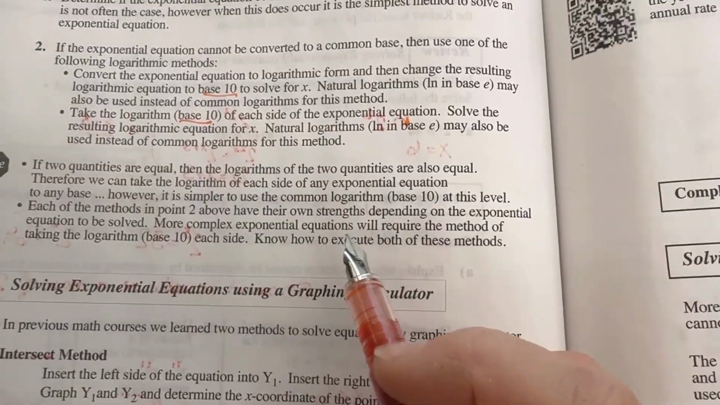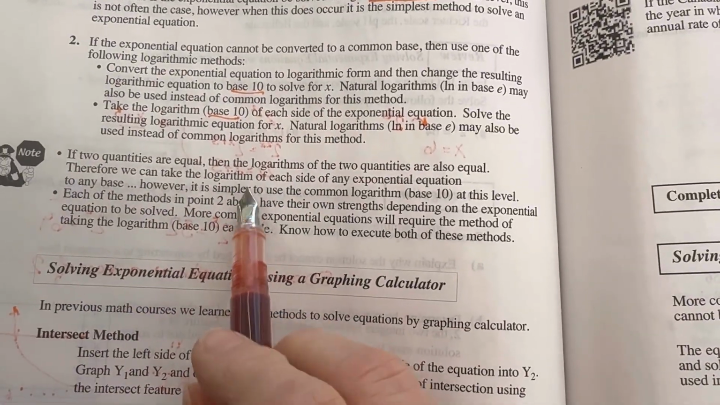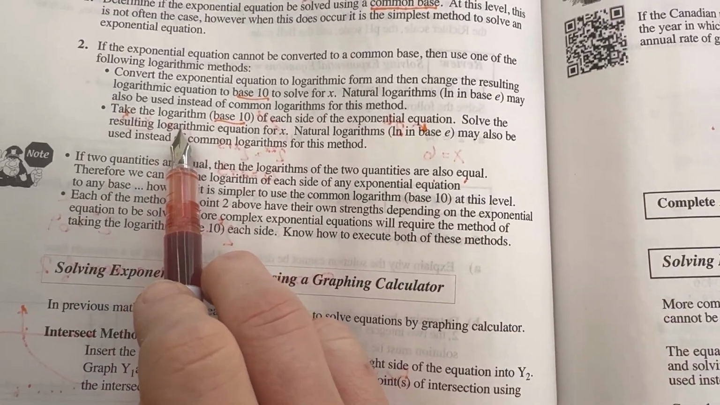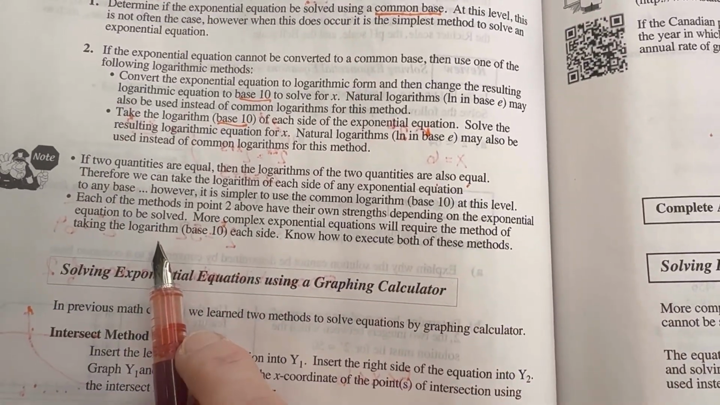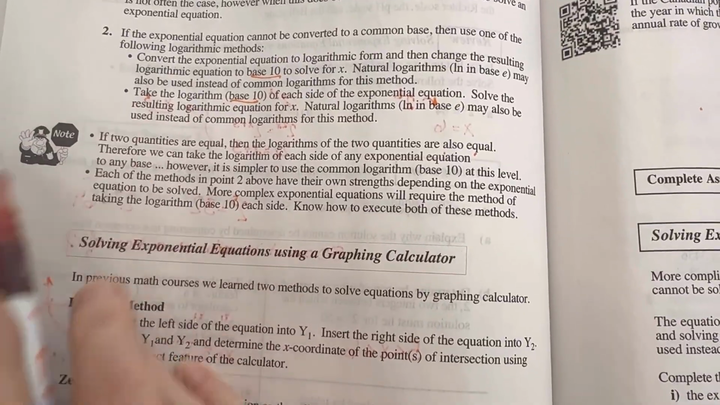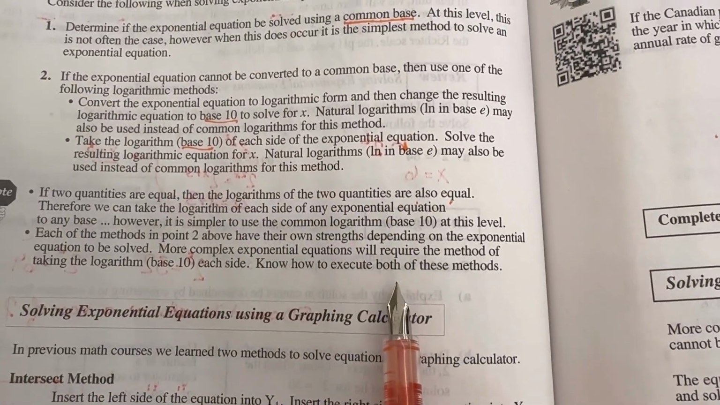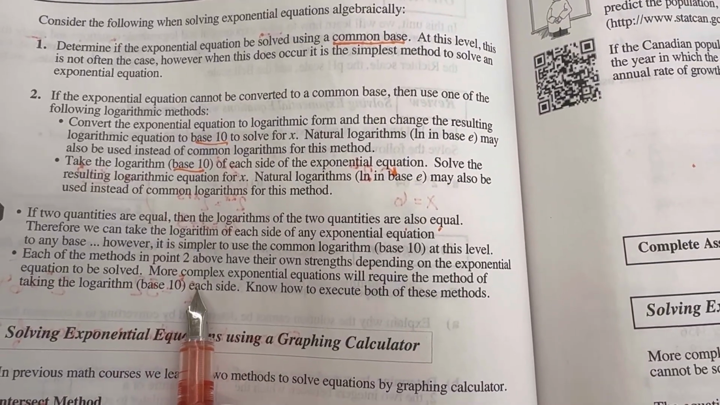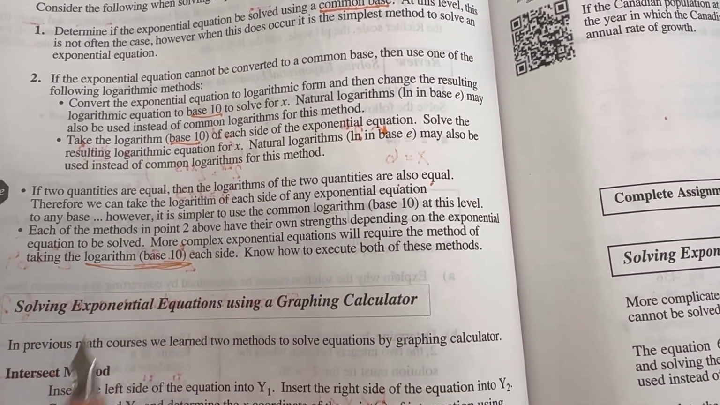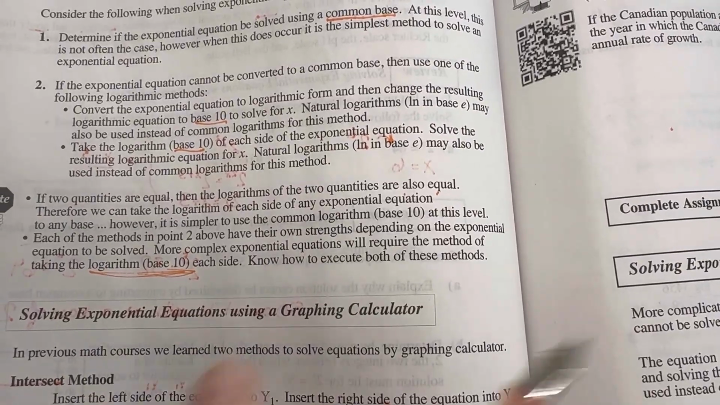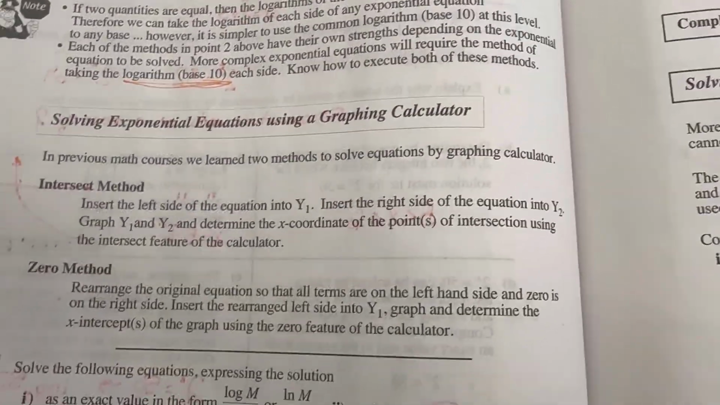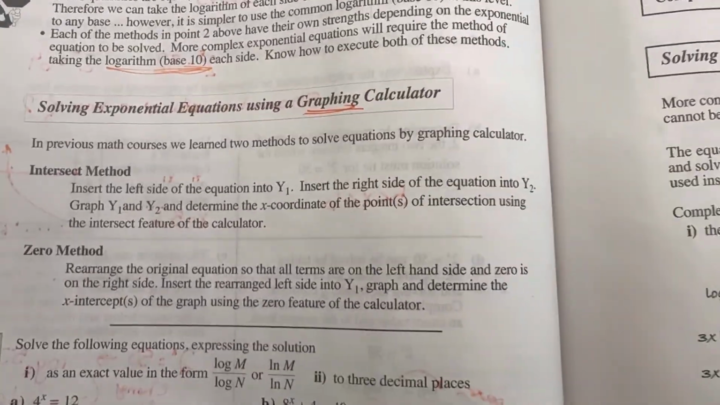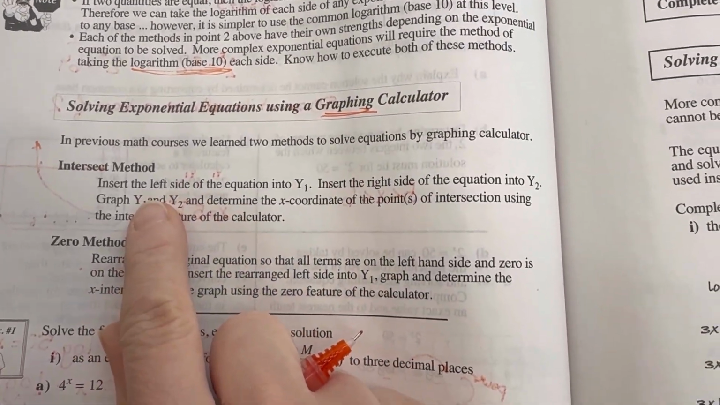If 2 quantities are equal, then the log of the 2 quantities are also equal. That's how we can just take the log of both sides. Each of the methods in this point has its strengths. It kind of depends on the exponential equation being solved. For more complex ones, I would just do the base 10 log of each side, but you need to know how to do both of them.